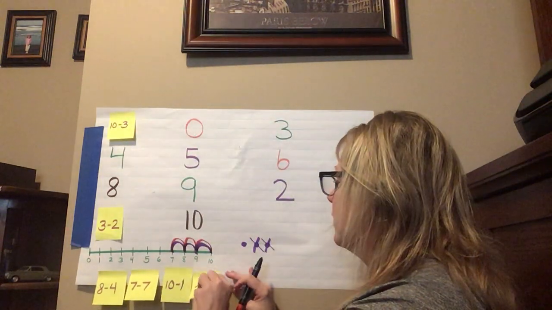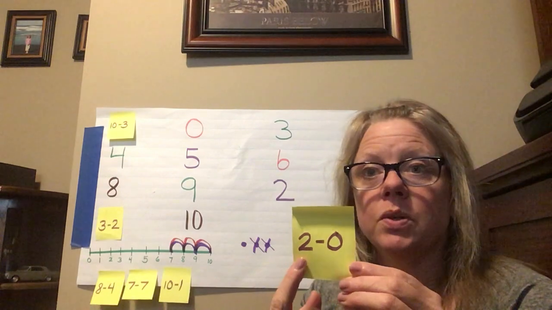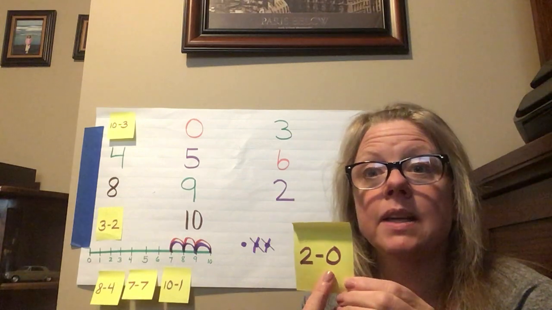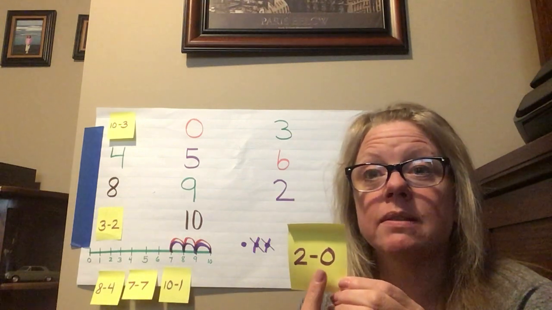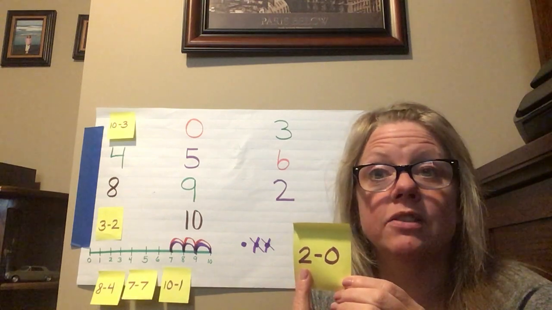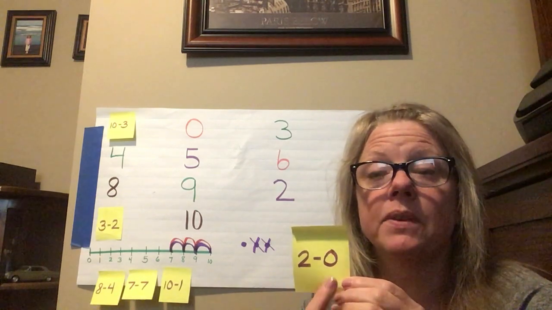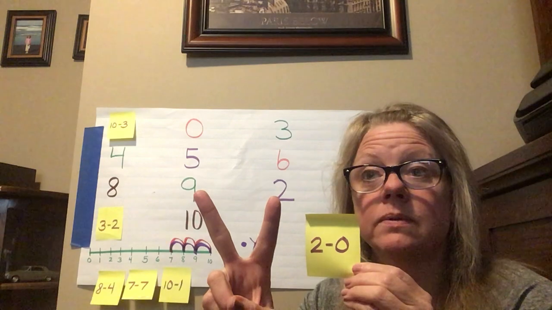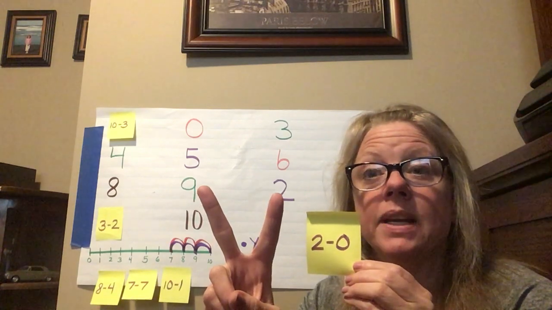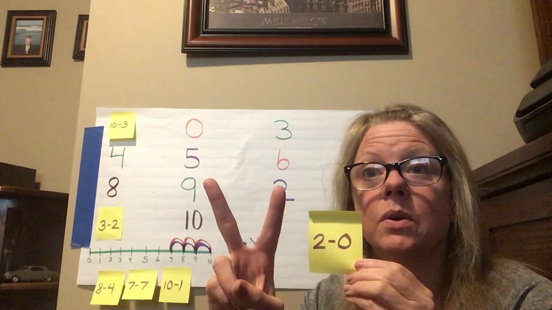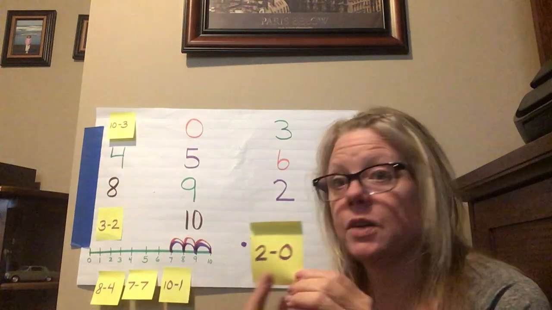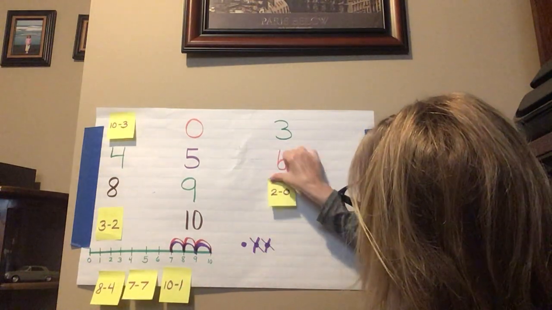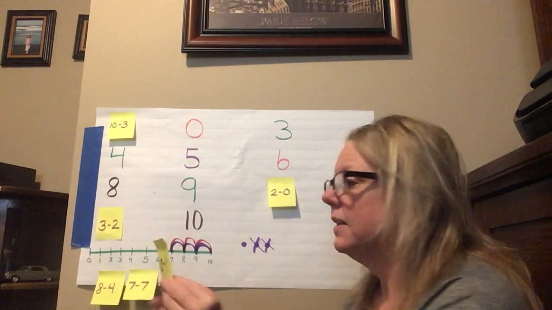All right, here's our next equation. 2 minus 0. Now, if you remember from last week's lesson, this number 0 means nothing. When you take 0 away, this number does not change. You haven't taken anything away. So let's do that with our fingers. If we have 2 and we take away 0, how many do I have? 2. 1, 2. 0 doesn't change this number. All right, where is it? There it is.